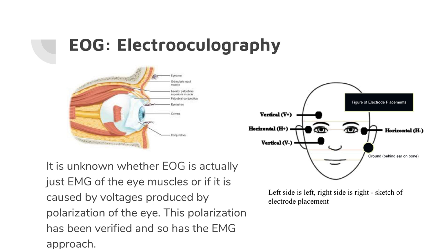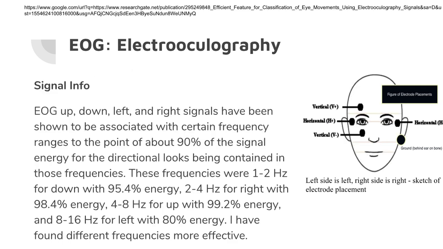Another thing to think about is how we actually go about finding information from the EOG. As I mentioned before, EOG is very similar to EMG in that you have similar frequencies present, but there are very specific frequencies that have been found to have the most information about EOG. So 1 to 2 hertz for down movement of the eye, 2 to 4 hertz for moving to the right, 4 to 8 hertz for up, and 8 to 16 hertz for left.